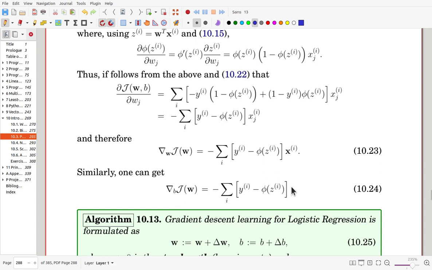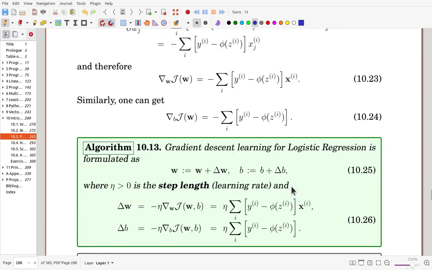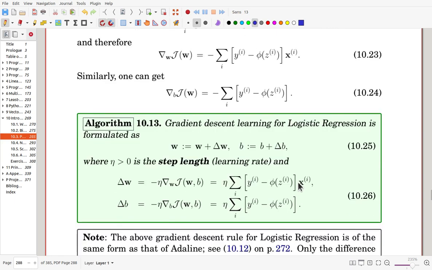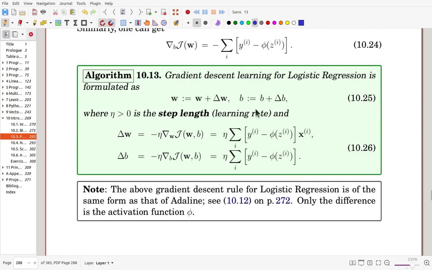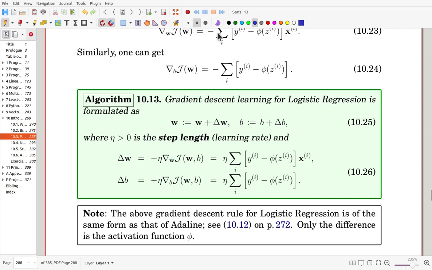Now, we summarize the gradient descent learning for logistic regression in this algorithm. W and B are updated along with the correction vector and correction term with learning rate eta. That is the scaled negative gradient. And already we have a negation here, so we have a positive sign, and eta times this one. And the update for B is eta times that term here.